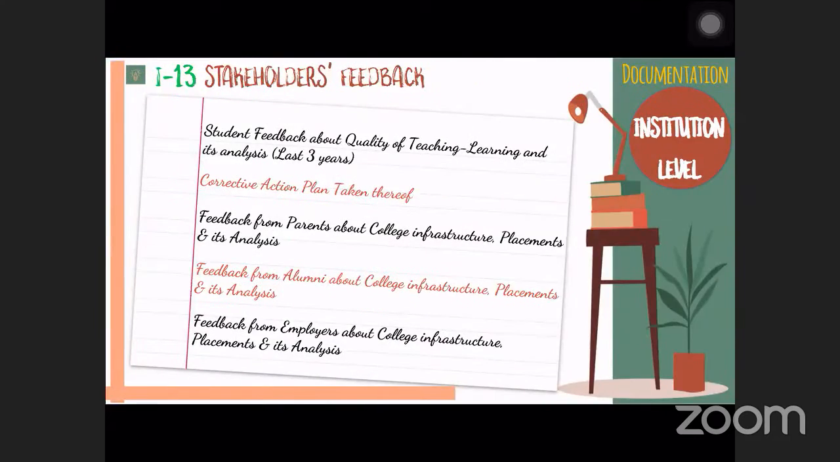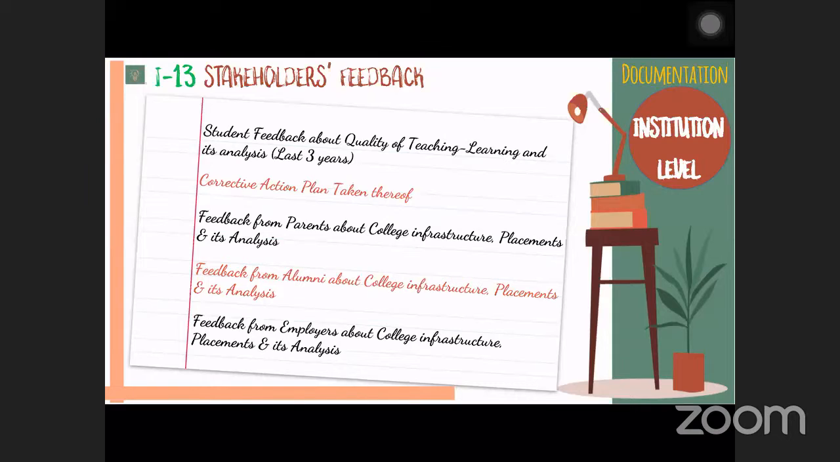Now this is the stakeholders' feedback, basically. The students are the main stakeholders, so their feedback on quality of teaching, and then the corrective actions coming out of such feedback. Then feedback from the parents about college infrastructure and placements, feedback from alumni about the college infrastructure and placements, and feedback from the employer about the college infrastructure and placements, and their analysis. All such documents should go into this.